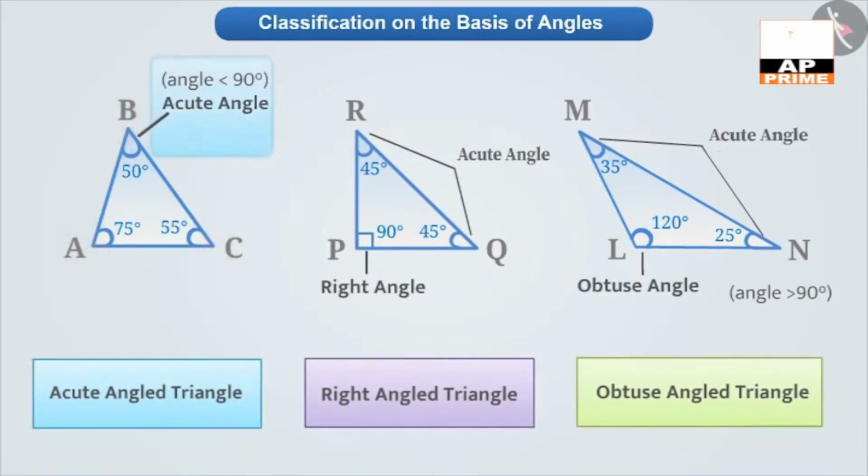Triangles in which all angles are acute angles are called acute angle triangles. Triangles with 1 right angle are called right angle triangles. Remember that the right angle of a right angle triangle is represented like this. Therefore, if an angle in a triangle is given like this, then you can easily identify that triangle as a right angle triangle. Similarly, triangles in which 1 angle is an obtuse angle are known as obtuse angle triangles.